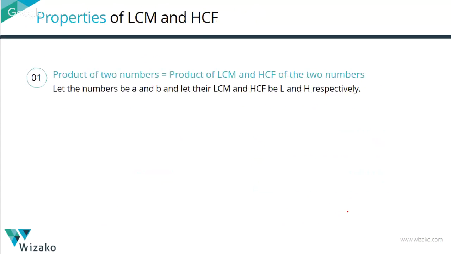Second property. When it comes to LCM and HCF, the product of two numbers is always equal to the product of the LCM and HCF of these two numbers. Let's take two numbers to be A and B, and let the LCM and HCF be L and H. So A into B is equal to L into H. Let's look at a numerical example. Let's take these two numbers to be 20 and 24. The product, 20 into 24, is equal to 480.